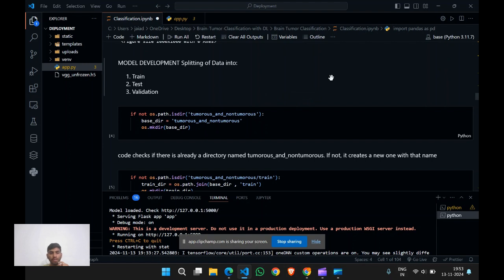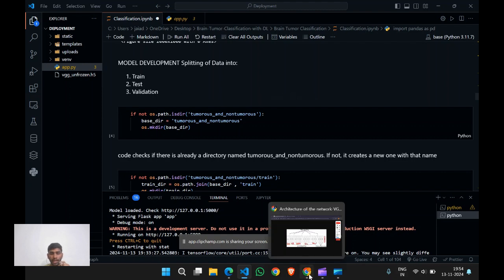VGG stands for Visual Geometry Group. There are two VGGs, that is VGG19 and VGG16. I have used VGG19 over VGG16 because VGG19 has three extra layers, the interconnected layers, which capture the complex patterns. Even though the computational cost is high, it's also useful for small data sets.